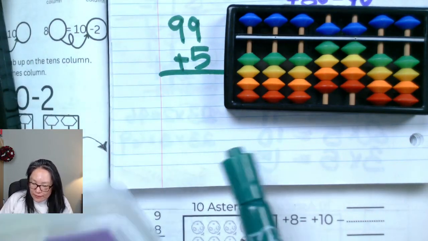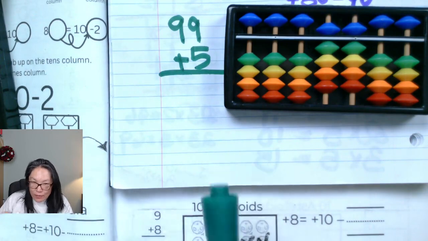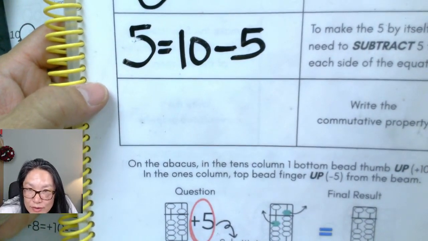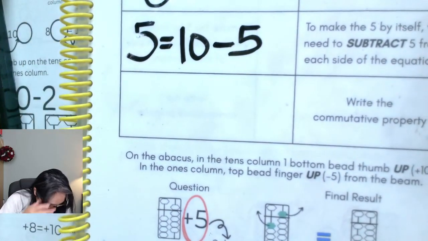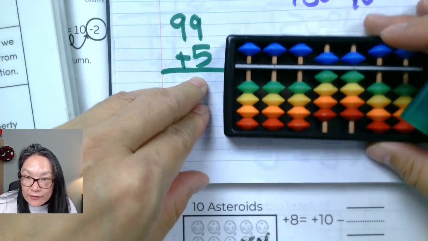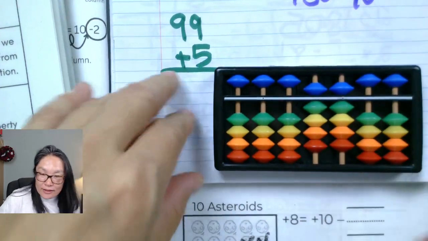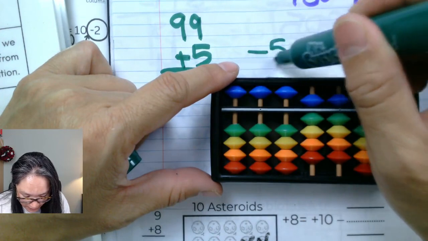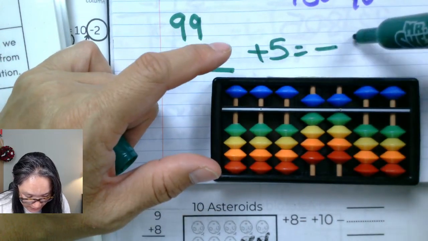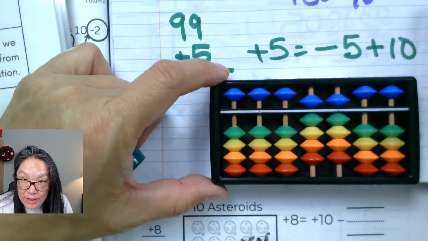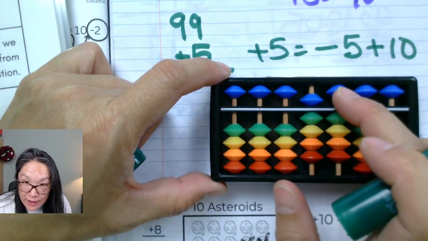How do we add the 5? How many ways can I add the 5? Plus the 5 is equal to plus the 10 minus the 5. So that means I'm going to add the 5. I'll rewrite the formula. This is something we're going to have to memorize. Plus 5 is equal to minus the 5 plus 10. That's what we're going to do. So I'm going to minus the 5.